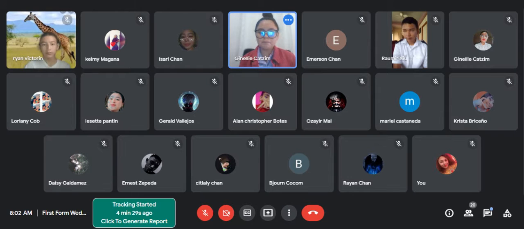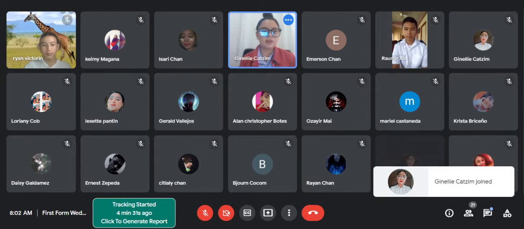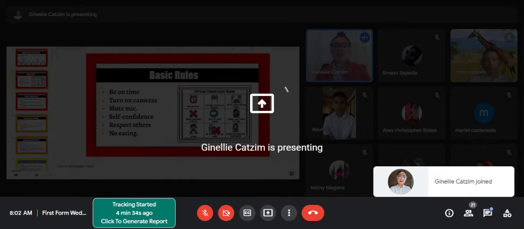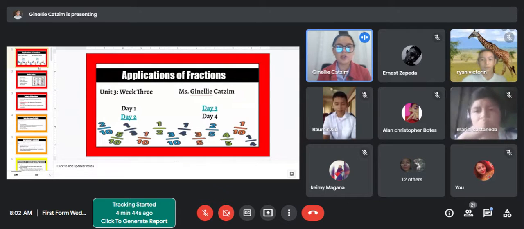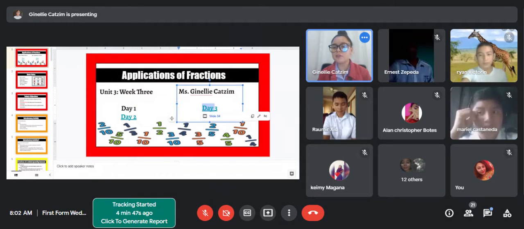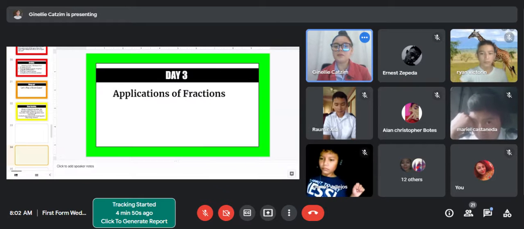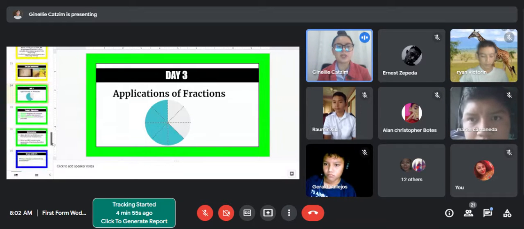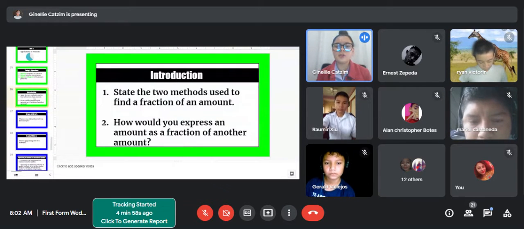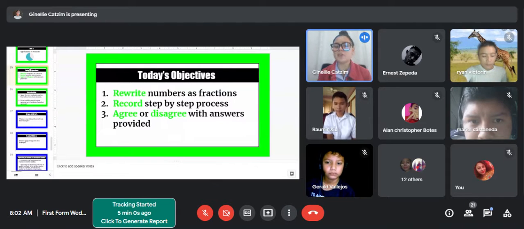So today, let's go over basic rules. Turn on your cameras, be on time, mute your mic, self-confidence to share, respect others, and no eating. Please remember to turn on your cameras. I do not have to be reminding you of that. So today we will be looking at another type of application of fractions. So our objectives: rewrite numbers as fractions, record the step-by-step process, agree or disagree with answers provided.